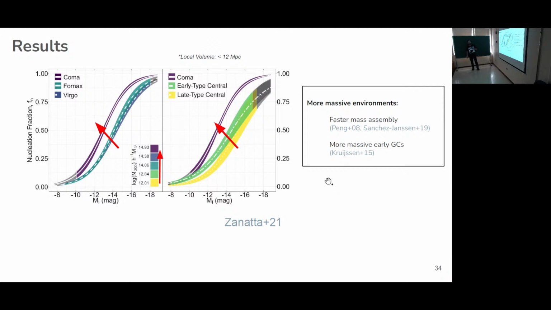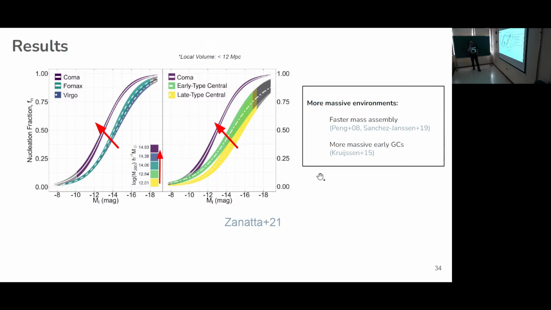But the most obvious thing is that Coma looked like it had an increased nucleation fraction, for a fixed galaxy luminosity, larger than any other environment that we investigated. Even more, we colored each of those lines by the estimated halo mass of each environment, and we can see that there seems to be an increase with the halo mass in the probability of a galaxy to be nucleated for a fixed galaxy luminosity.